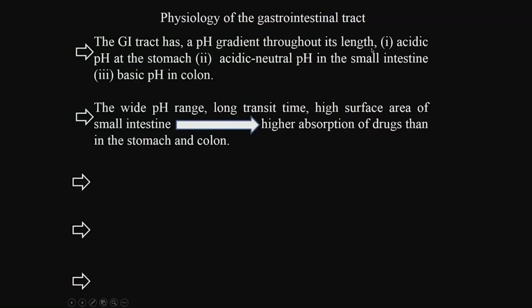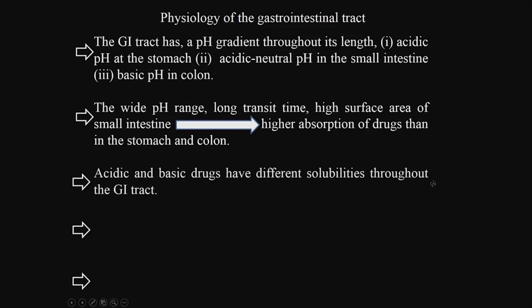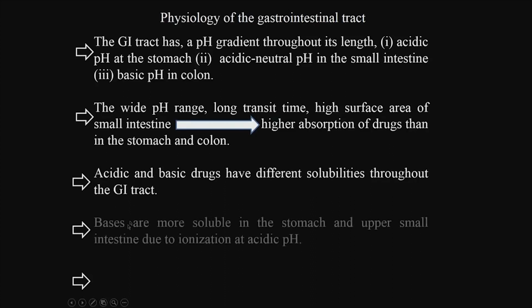So, physiology of the gastrointestinal, GI has a pH gradient throughout its length, as you can see starting from 1 right up to 5, 6. Acidic pH at the stomach, acidic to neutral in the small intestine, basic in the colon. This wide range of pH, long transit time, high surface area of small intestine. So, most of the drugs should get higher absorption than in the stomach and colon. Acidic and basic drugs have different solubilities through the GI tract. As you can see, acidic drugs, that is pKa is acidic, basic drugs pKa is basic. So, they will have different solubilities in the stomach.